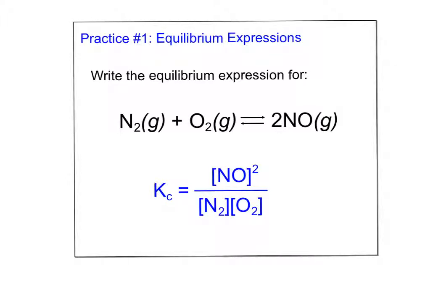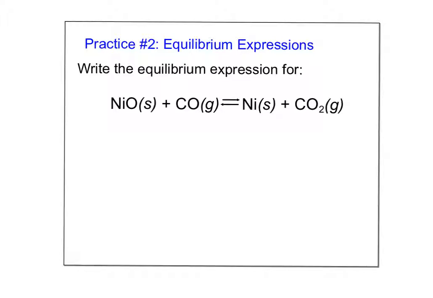Hopefully this is what you got. Remember, Kc, or K, is equal to the products. So concentration of NO squared because of that 2, divided by the reactants. So the concentration of N2 times the concentration of O2. Those are just raised to the power of 1. You don't need to write that exponent, because in the balanced equation the stoichiometry is 1 to 1. All right, hopefully you're getting this. Pause the video and try this one.